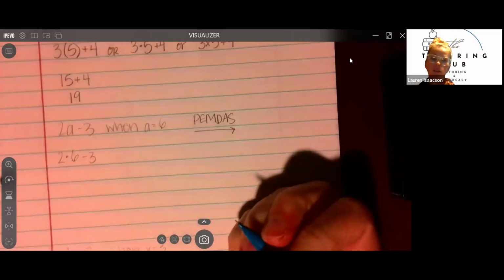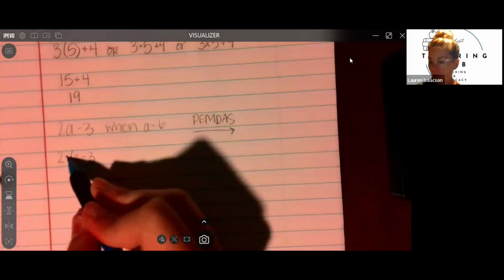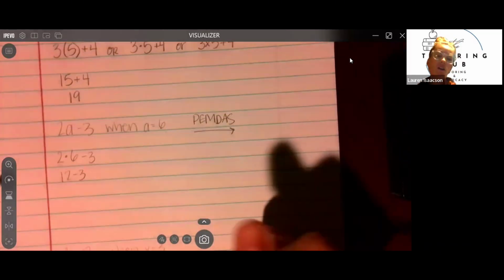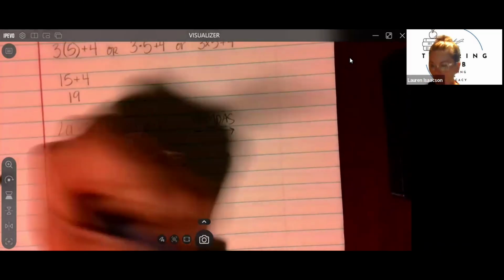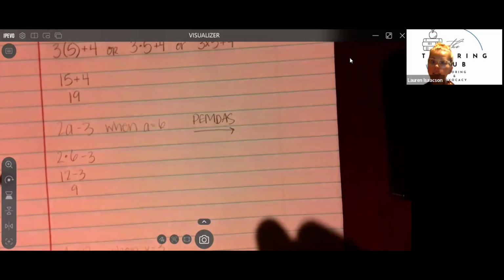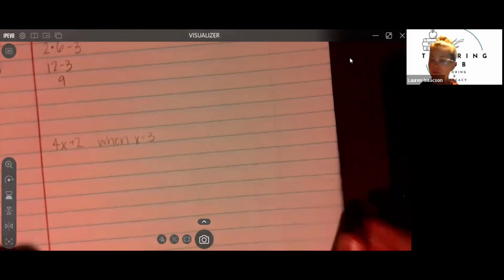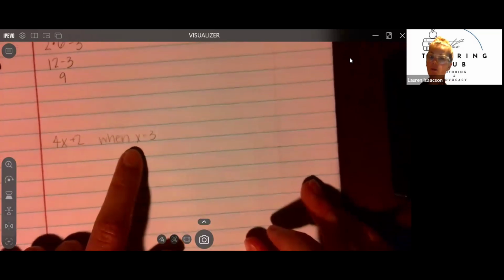So now this one, we're just multiplying and then subtracting. So 2 times 6 is 12. And then 12 minus 3, well, 12 minus 3 is 9. And we are done. And now I want you to try this one on your own and then check your answer with mine. Okay. So 4x plus 2 when x equals 3.